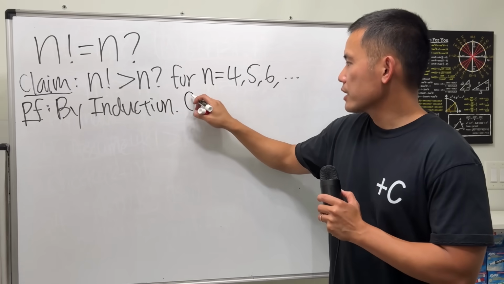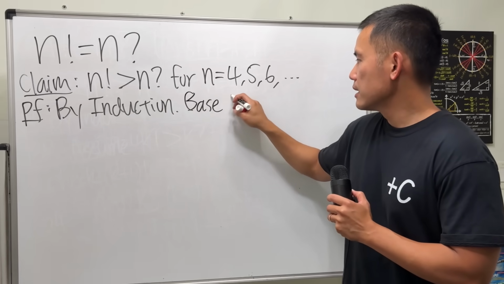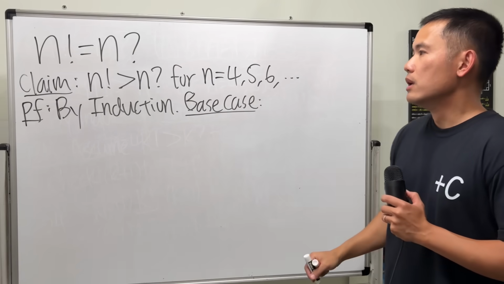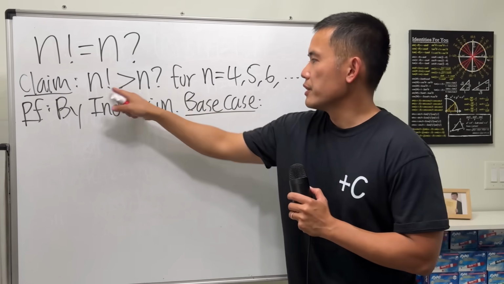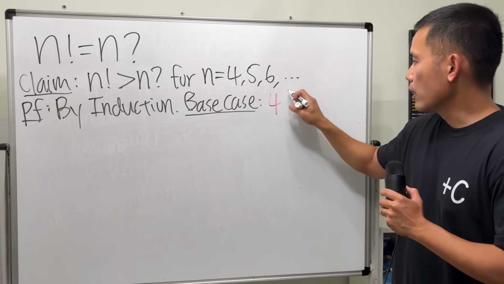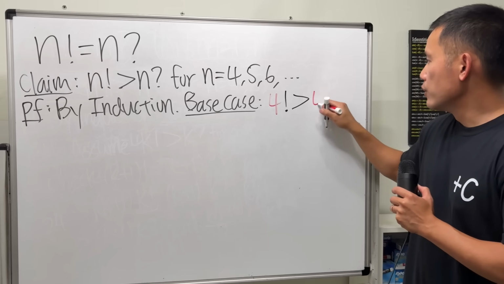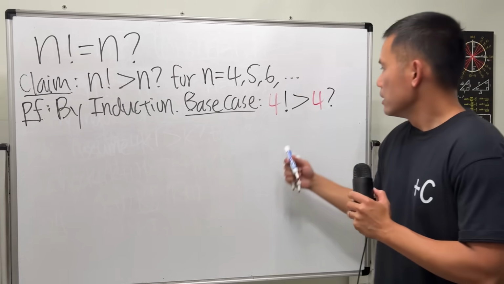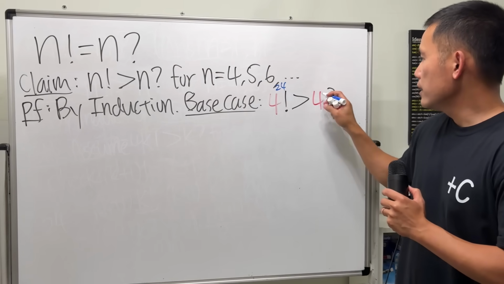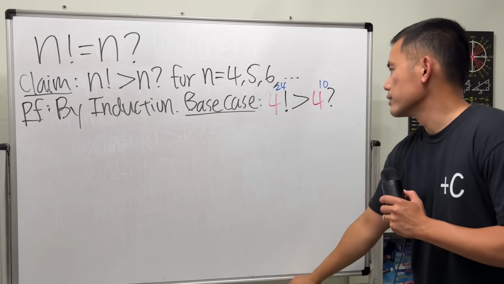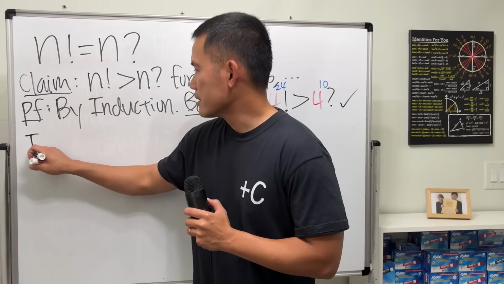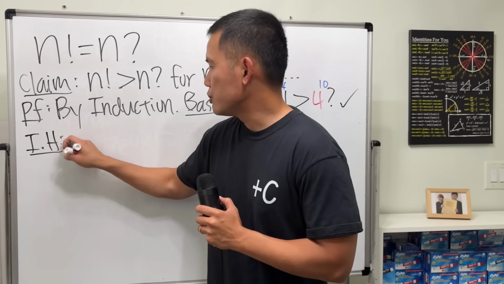First, I'm going to check the base case. And of course, that's just when n is equal to 4. If I plug in 4 here and here, we get 4 factorial is greater than 4 terminal. Yes, we saw that earlier. This is equal to 24, and this is equal to 10. So of course, this is correct. Done. Now, the inductive hypothesis.